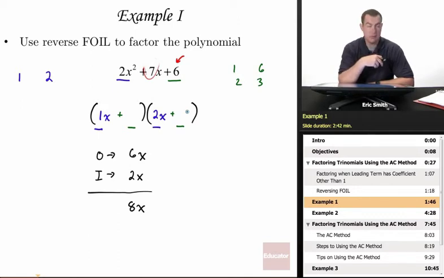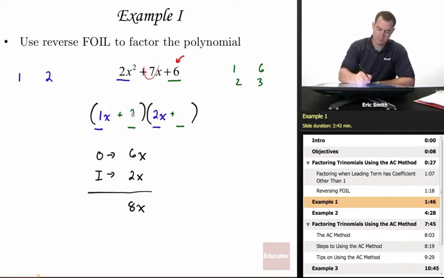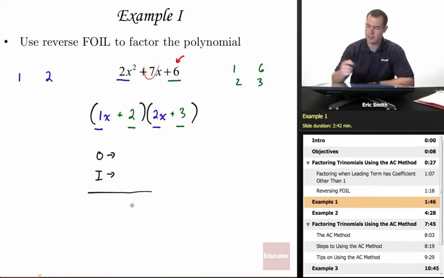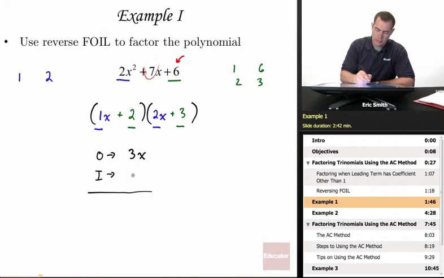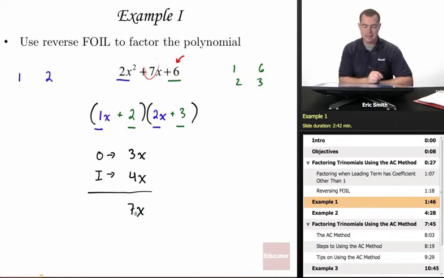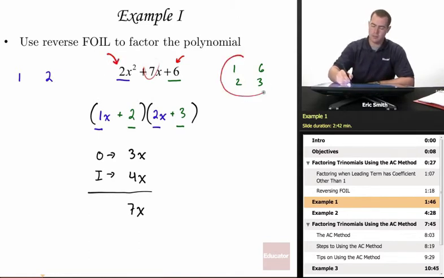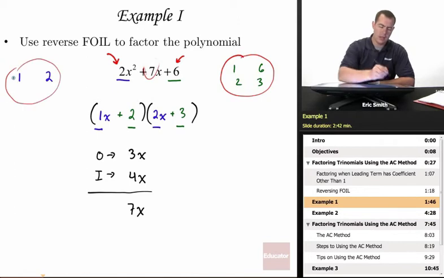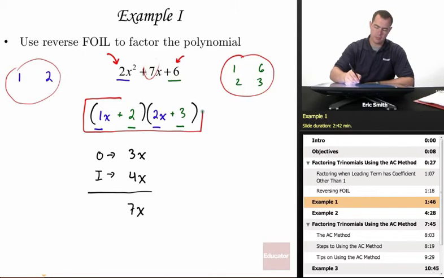Let's see, if it's not 1 and 6, I guess we've got to try 2 and 3. So we'll put those in there. And we'll double check our outside and inside terms. Outside would be a 3x, inside would be a 4x, and sure enough, those do combine to give us that 7x. So the important part to recognize is that if your initial term is something other than 1, you have to look at your possibilities for your last term and your first term, and really play around with how they're ordered in order to get your proper factorization.